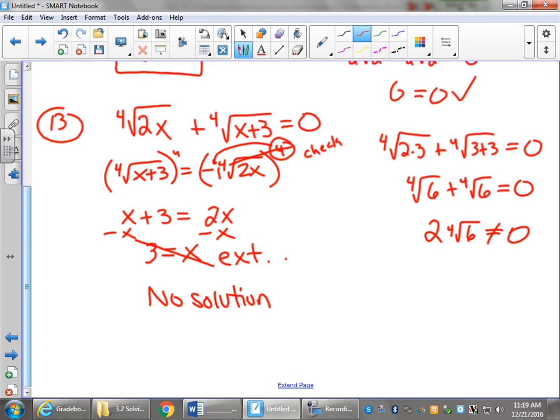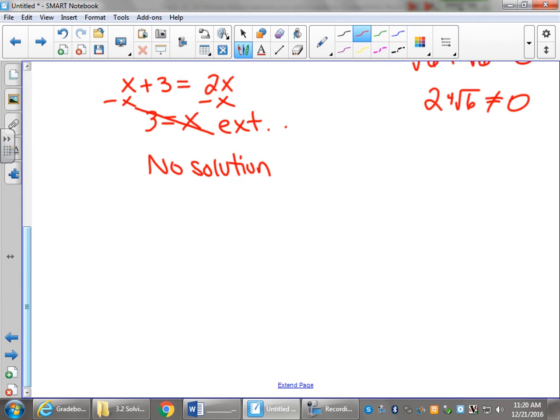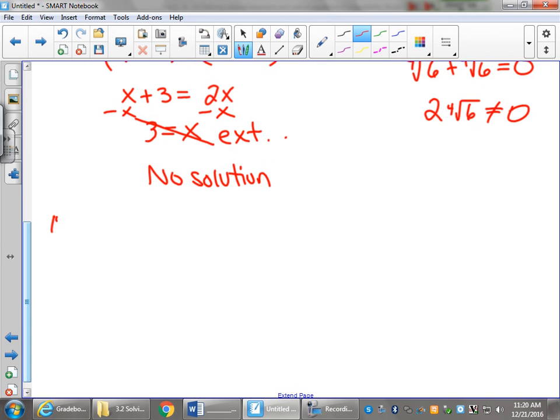Okay. You could also do some sort of common sense. I'm going to teach you some things to watch out for. When you're working with even roots, an even root, when you evaluate it, can never come out to be a negative. So that should be a red flag right there that you're probably going to have an extraneous solution when you have an even root equal to a negative something. What are we at, number 14?